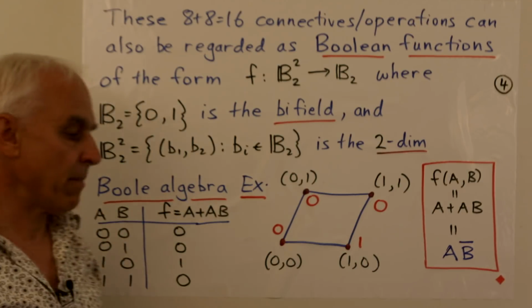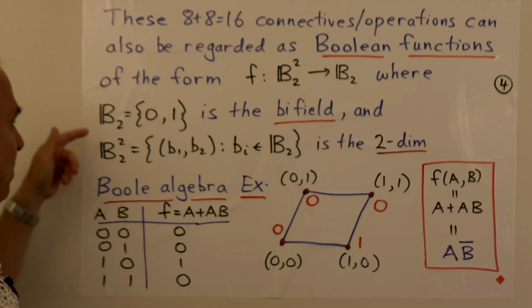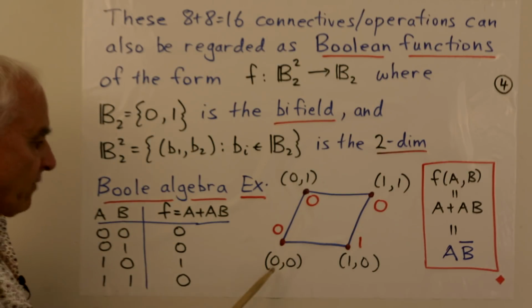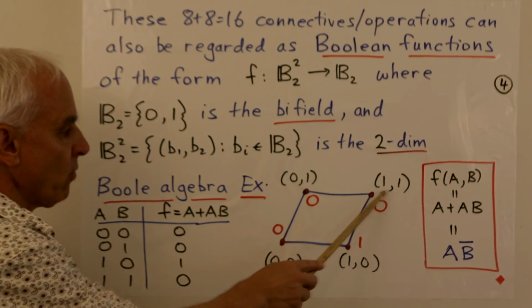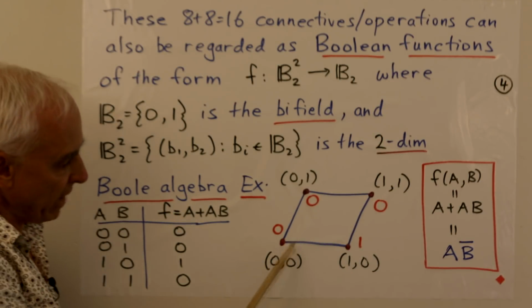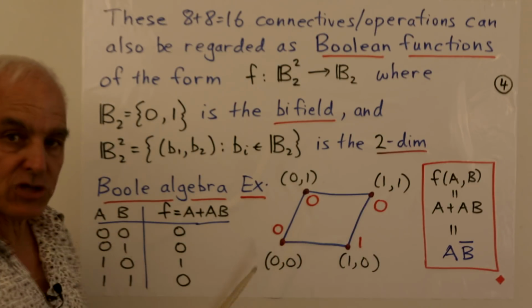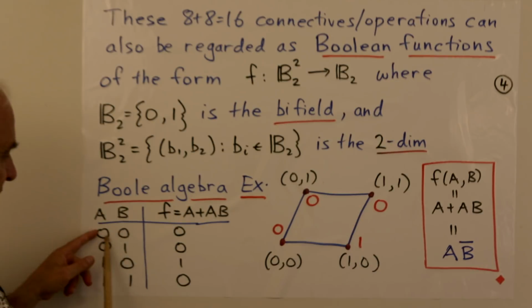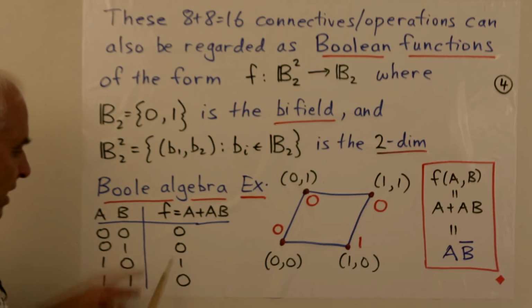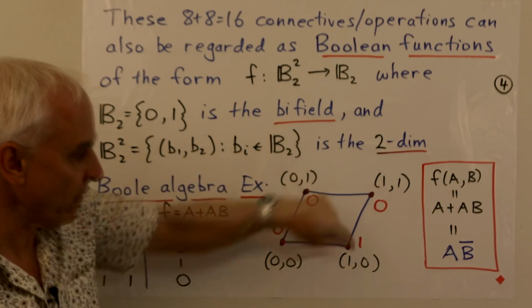So we can think about that now as being a function on B2 squared. B2 squared is a set of ordered pairs, 0, 0, 1, 0, 0, 1, and 1, 1. And these ordered pairs form a little square there. It's like a two-dimensional square. And the vectors are just over here. Here's 0, 0, here's 0, 1, here's 1, 0, here's 1, 1. And these values are telling us the function's values at these vertices.